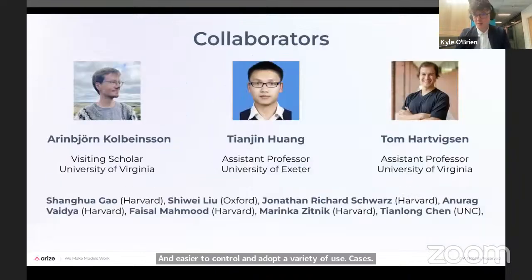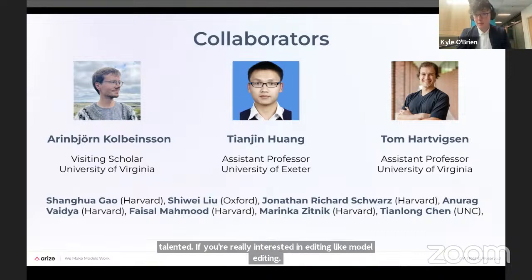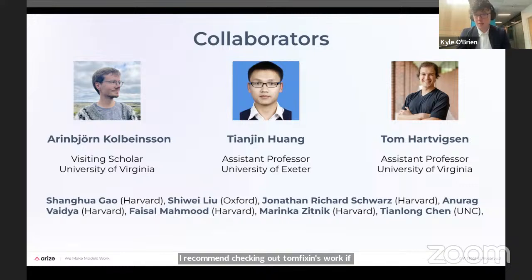And then this work was a fantastic collaboration. There were a lot of folks in this team, but the principal folks were Aaron Bjorn Tangen, one of my fellow lead authors, and then Tom Hartvigsen at the University of Virginia was the main PI on this work. But we were part of a broader team, including folks from Harvard, Oxford, and University of North Carolina. They're all really talented researchers, and I recommend checking out their work. If you're really interested in model editing, I recommend checking out Tom Hartvigsen's work. If you're interested in compression, especially pruning, Tianjin's work is really good. So these are folks definitely to keep on your radar.